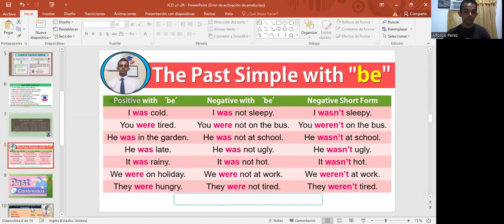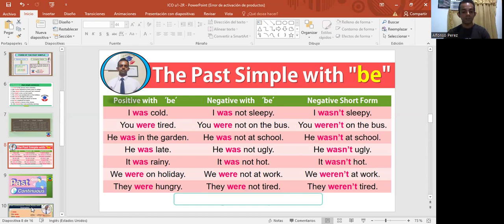I was cold. I was not sleepy. I wasn't sleepy. You were tired, you were not on the bus, you weren't on the bus. He was in the garden, he was not at the school, he wasn't at the school.